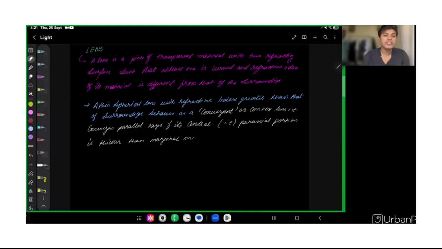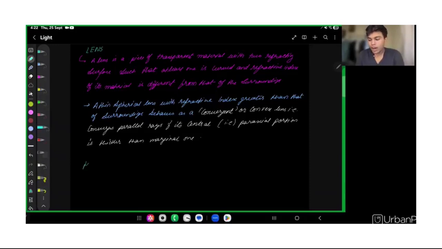So what is paraxial and what is marginal? The middle part is paraxial and the corner part is marginal. So it says that the middle part would be thicker than the marginal ones. The marginal ones will be thinner. So let me draw the diagram.